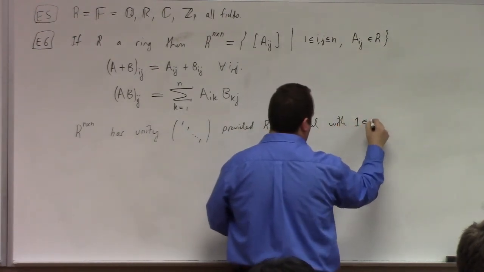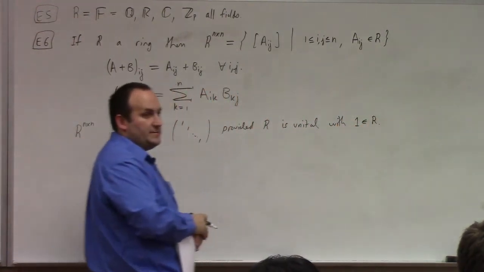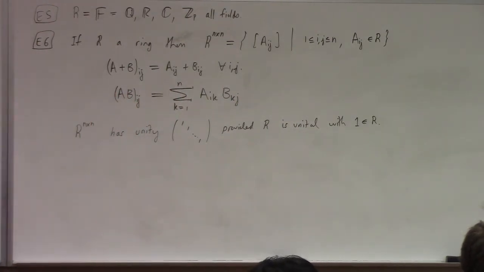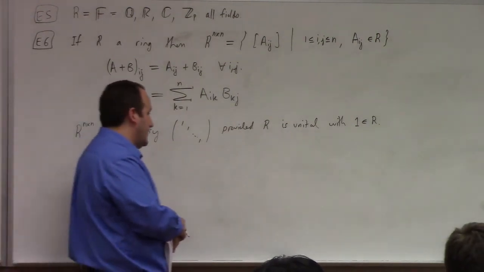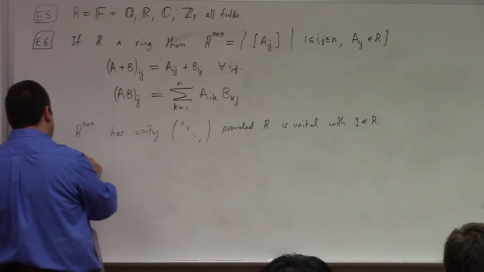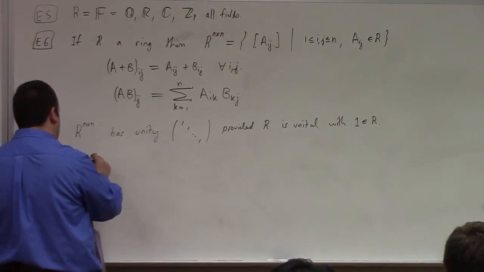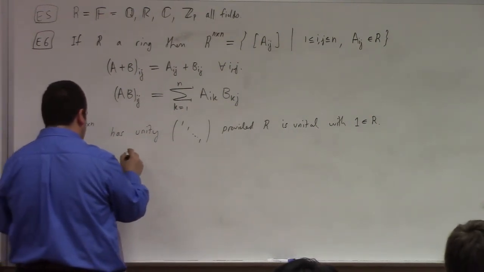With 1 being the unity. Then the diagonal matrix with the unity down the diagonal is the unity for the square matrices over R. This is not an integral domain. Definitely not. Definitely not an integral domain. Notice, in addition, it's non-commutative, right?